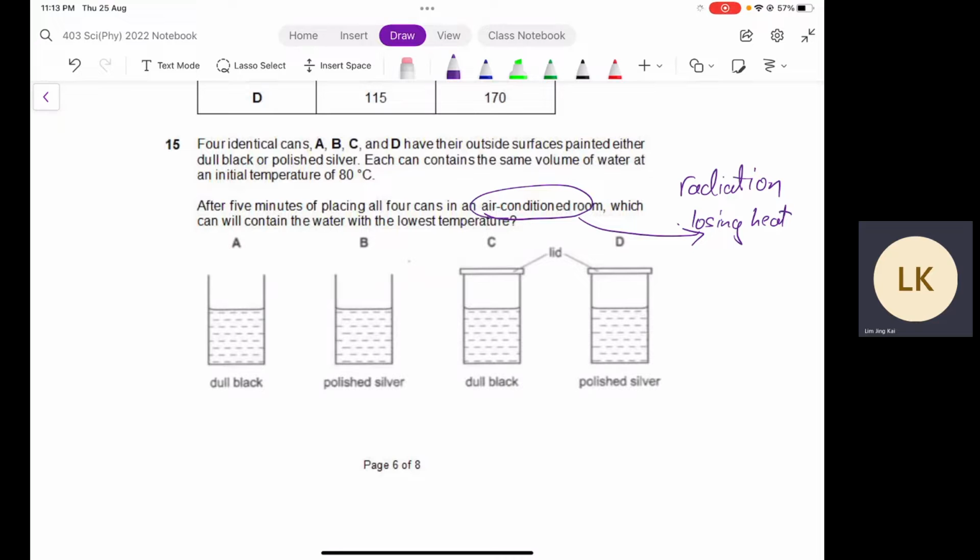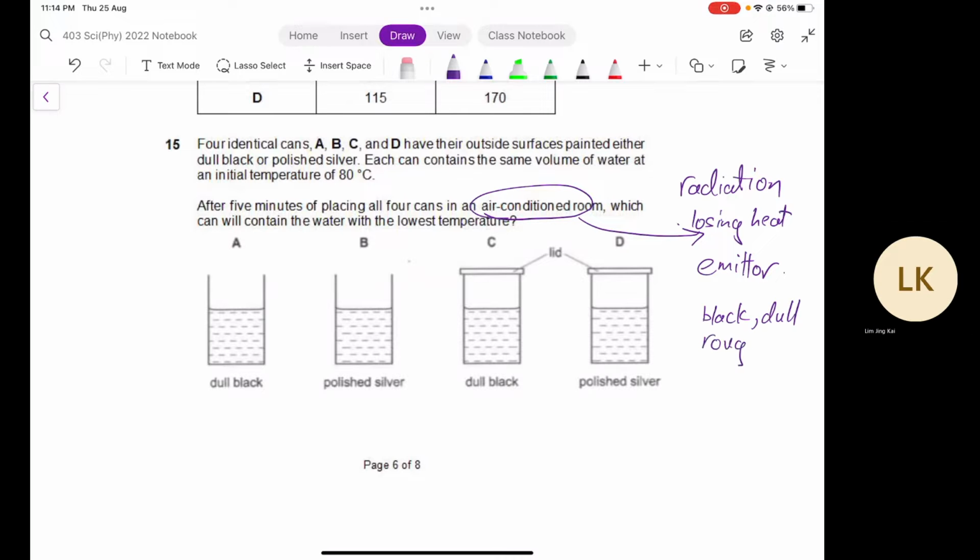So we are talking about an emitter. And we know that for an emitter to be the best, it must be black, dull, and rough. So these are the kinds of emitter that we want. That is very, very good.